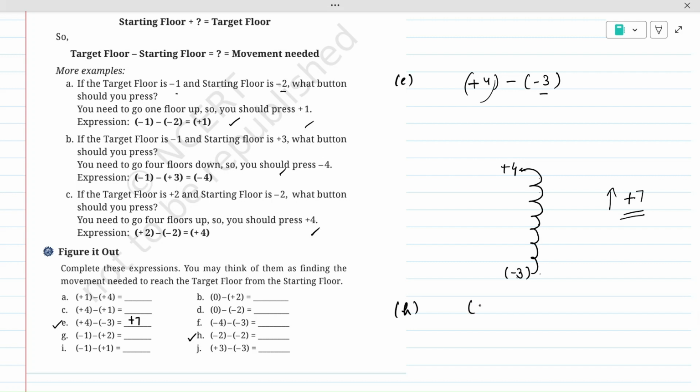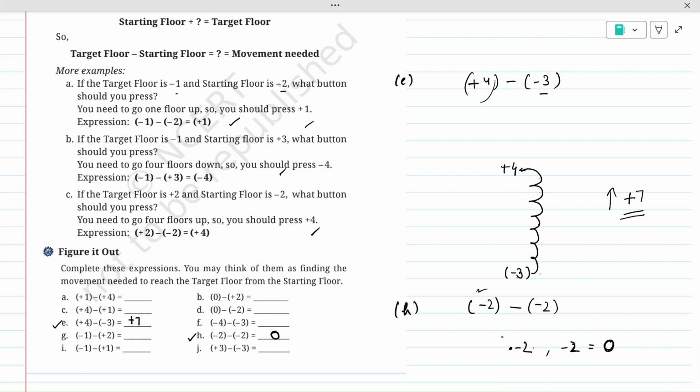We have -2 and then we have to reach -2 only. So that means my target floor is -2 and my starting floor is also -2. That means I am here, I want to go here. That means I don't want to move. That is 0. How much movement is required? 0 movement is required. That means I am already present there.